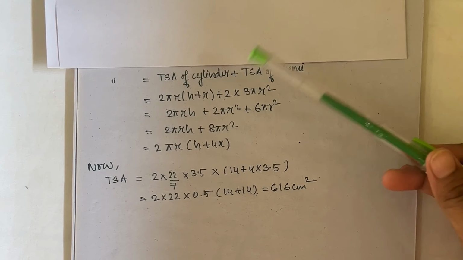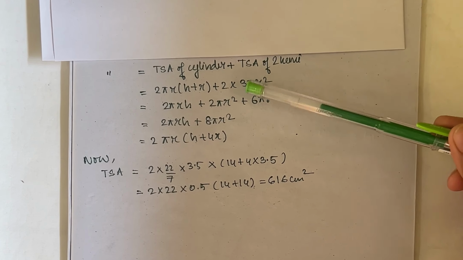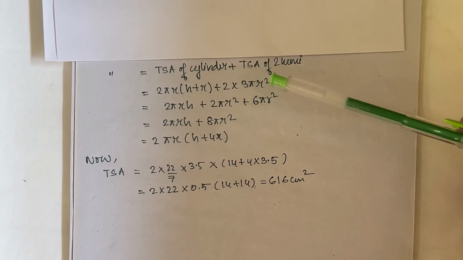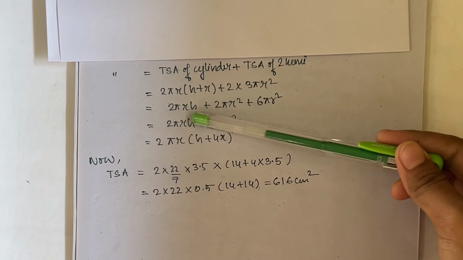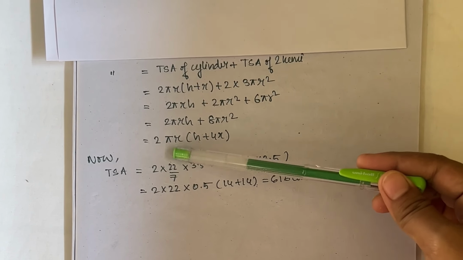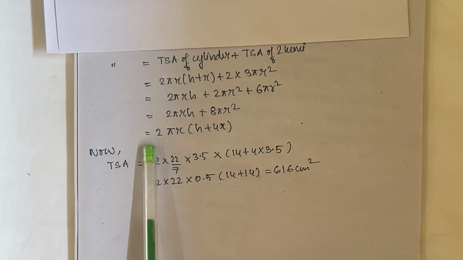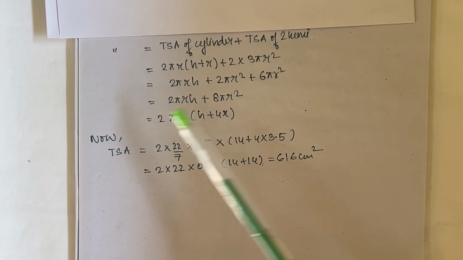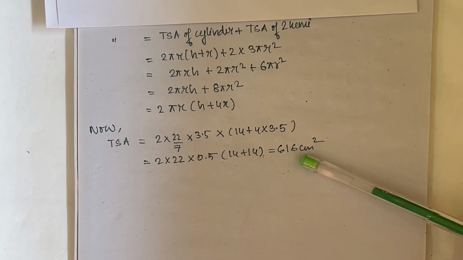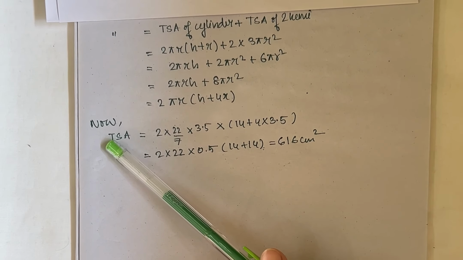Now we are just substituting the formulas, and it is 2 into the TSA of the hemisphere because there are two hemispheres. Substituting everything and we are getting 2 pi r. Now we are just putting the values in each of the given letters, and we are getting 616 centimeter square, that is the total surface area.